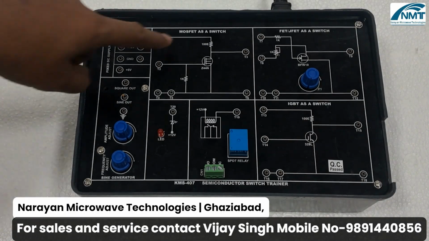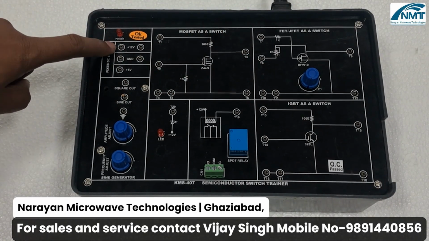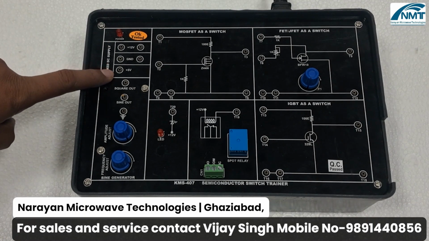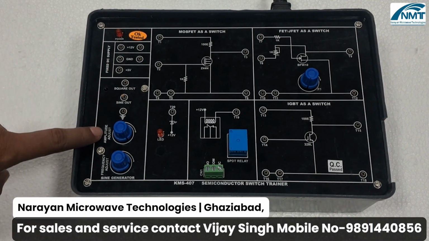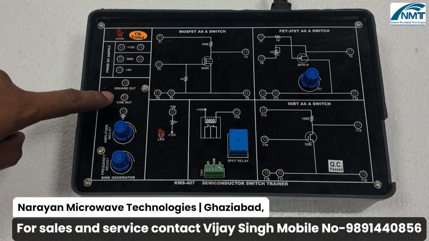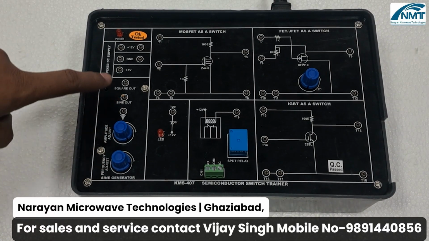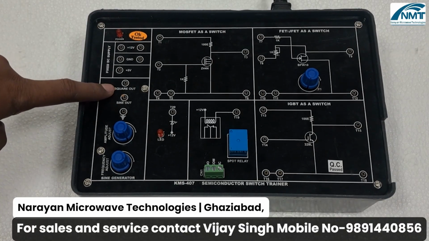To give the supply to these semiconductors, we have plus 5 volt, plus 12 volt, plus 5 volt. And for the signal, we have square and sine out. The amplitude and frequency can be adjusted of sine wave, while the frequency can be adjusted of square wave, but amplitude is fixed of the square wave.